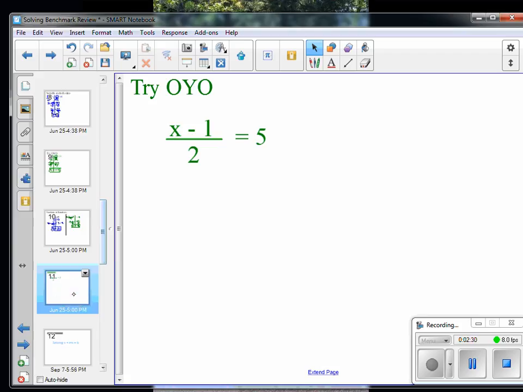All right, so see which one you do first on this one. Do you want to get rid of the negative 1 or the 2? Look back if you have to. Go ahead and try this one on your own.